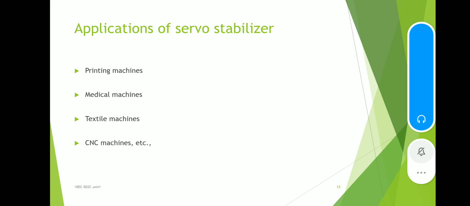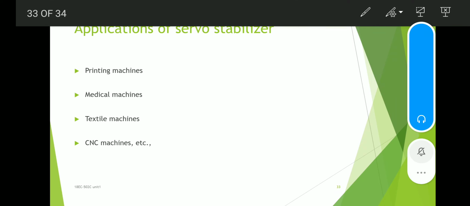And what are the applications of the servo stabilizer? Generally the servo stabilizer provides constant output voltage. It is generally used for printing machines, medical equipment or medical machines, and textiles. In the textile department also this can be used, and CNC machines. That means at high voltages we can use this servo stabilizer to provide the constant output, though there are fluctuations in the input.